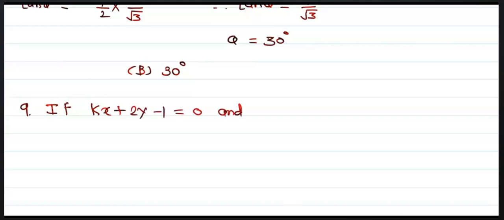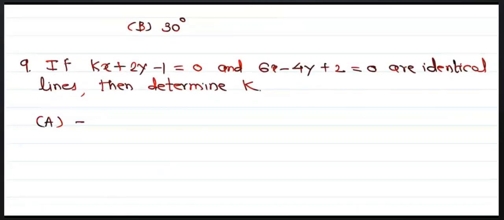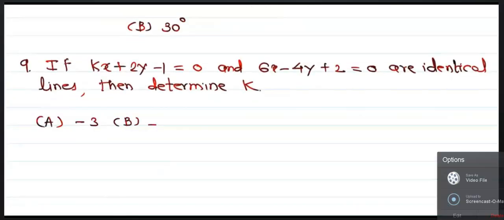If kx plus 2y minus 1 is equal to 0 and 6x minus 4y plus 2 is equal to 0 are identical lines, then determine the value of k. If these two lines are identical, means what? They are parallel.